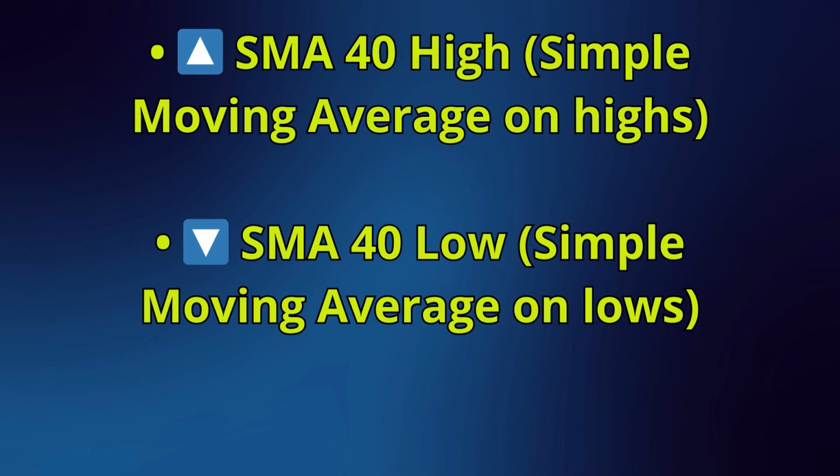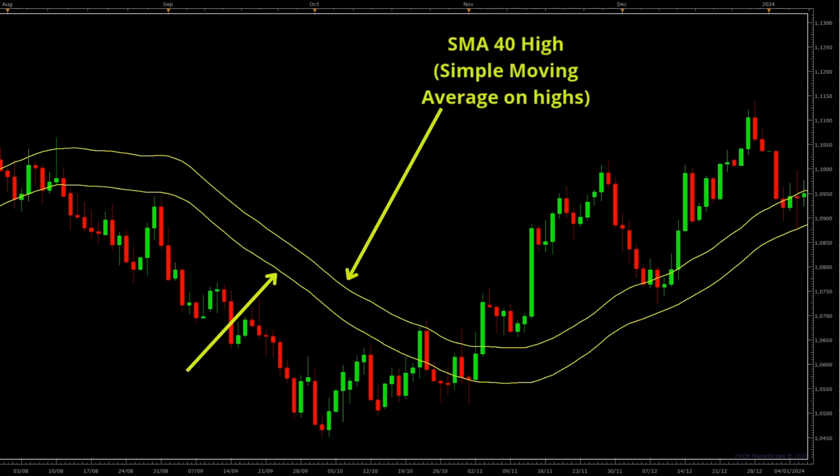Next, we add 2 40-period simple moving averages. But here's the important detail. One is calculated based on the candle highs, the SMA 40 high, and the other is based on the candle lows, the SMA 40 low. When plotted on the chart, these 2 moving averages form a channel. As you can see, the price tends to interact with these lines in very meaningful ways. This channel will be our primary filter.